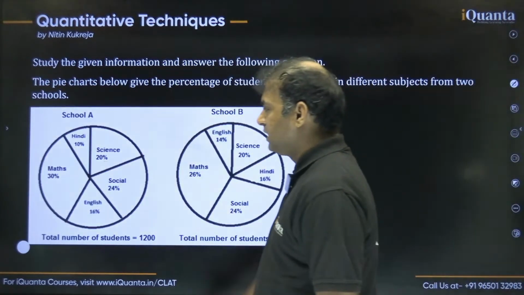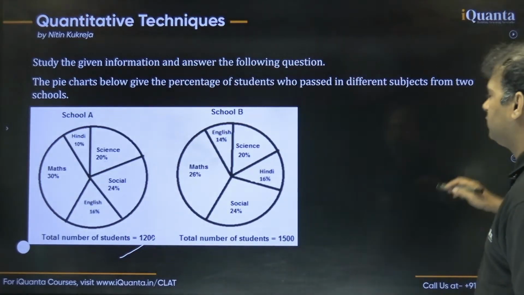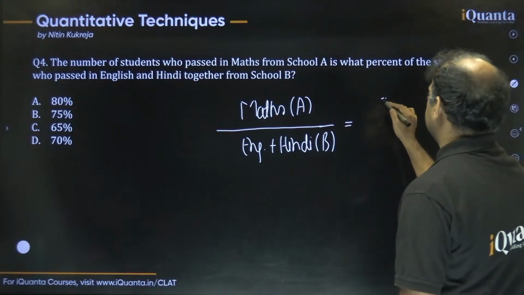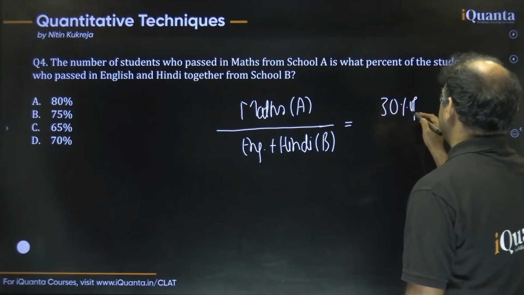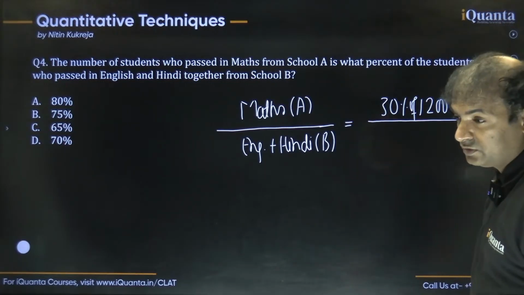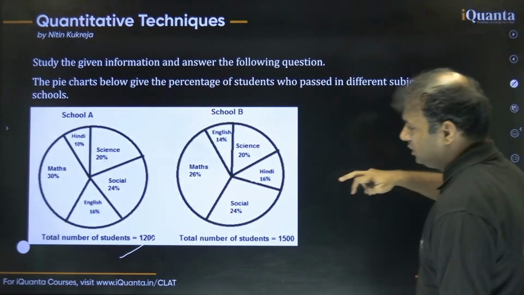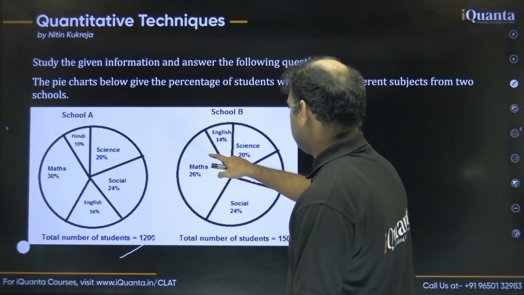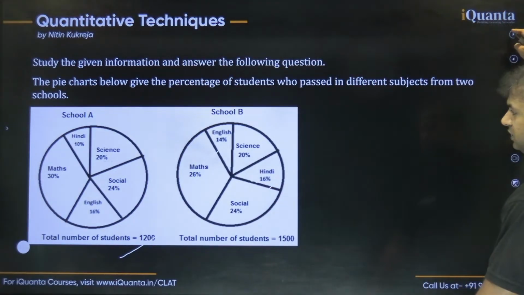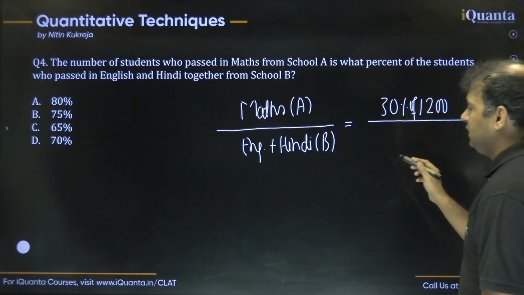Maths from school A, we can say is 30% of 1200, right? Because total students in school A are 1200. Second thing, we need to find the students who pass in English and Hindi from school B. In school B, English is 14% and Hindi is 16%. So 14 plus 16 percentage.